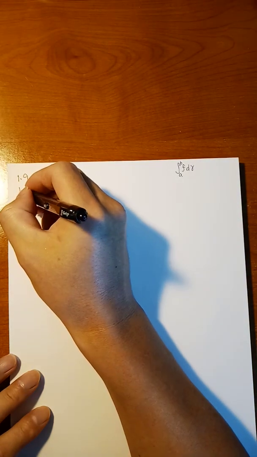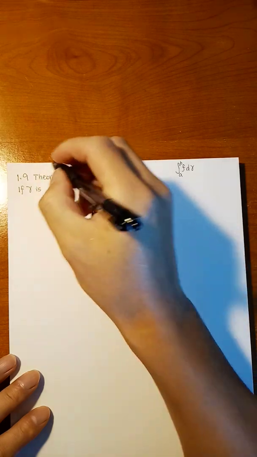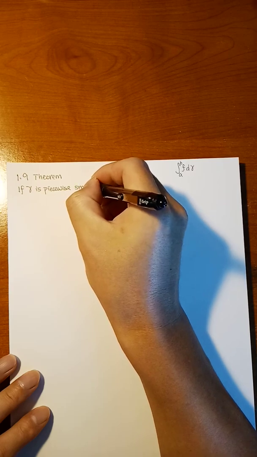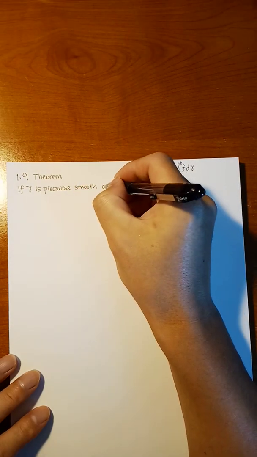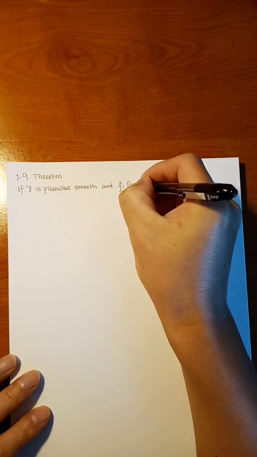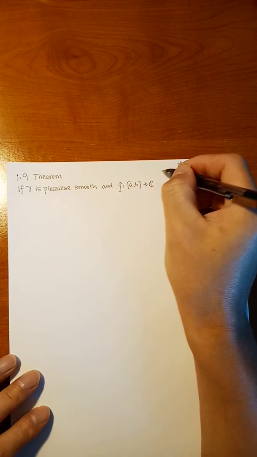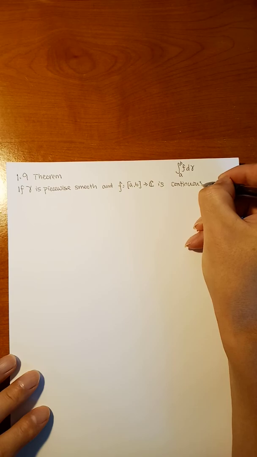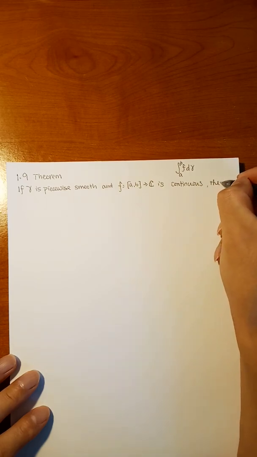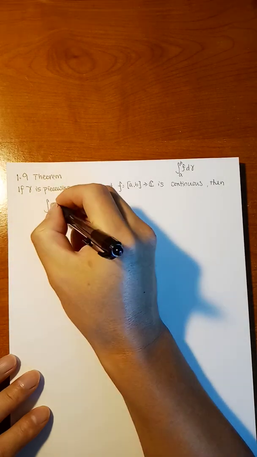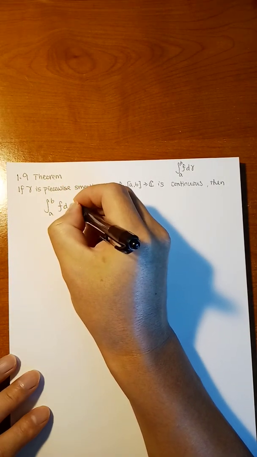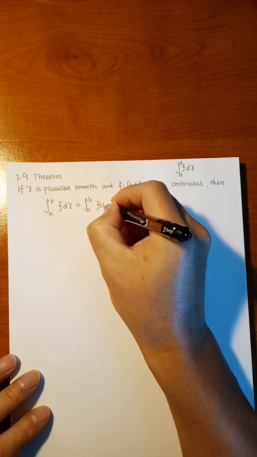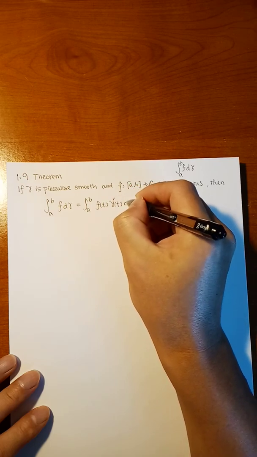Okay, so if gamma is piecewise smooth, and f from [a,b] to C is continuous, then this integral from a to b of f d gamma is actually equal to the integral from a to b of f(t) gamma prime of t dt.